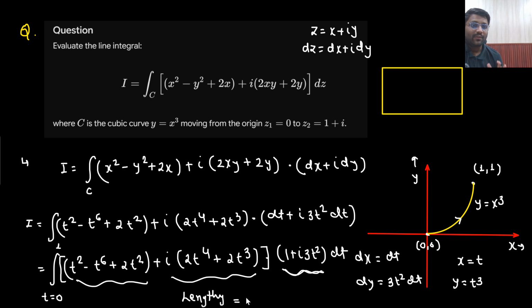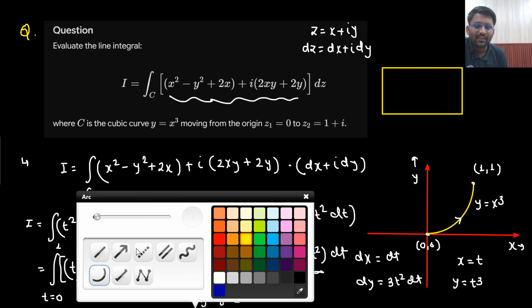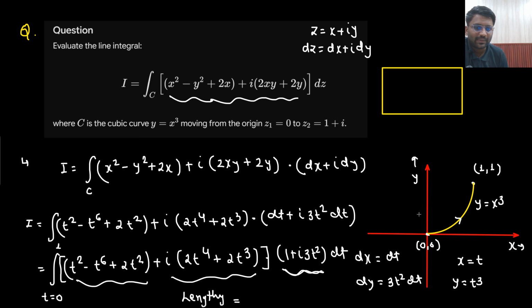But if I have a bit of brain, if this function comes out to be analytic, then do I need to work on this path? Is it necessary to move on this path? If this comes out to be analytic, then instead of moving on this path, which is a bit complex, I will directly move from 0, 0 to 1, 1 along a straight line.